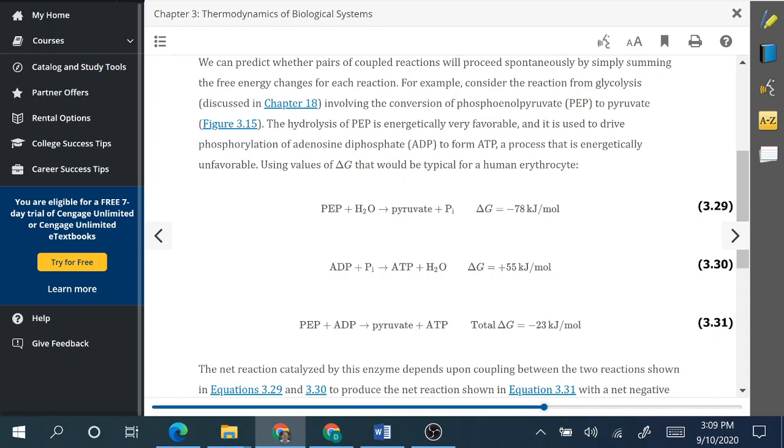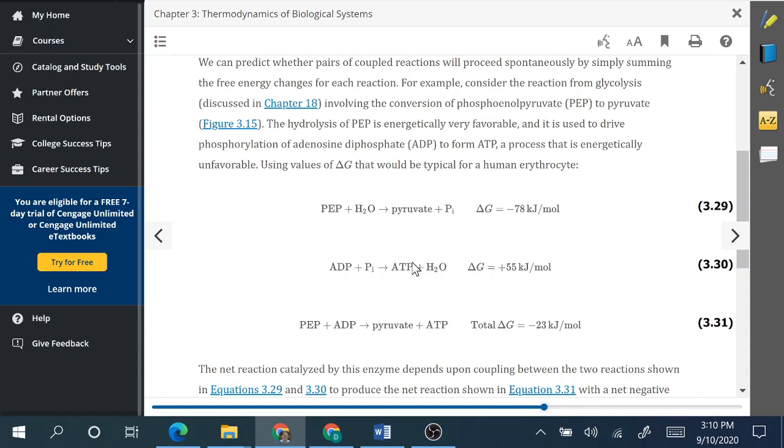So we have PEP, or phosphoenol pyruvate, plus water to give pyruvate plus inorganic phosphate, and ADP, adenosine diphosphate, plus inorganic phosphate giving ATP plus water. The overall process is PEP plus ADP yields pyruvate plus ATP, and this total delta G is negative 23 kilojoules per mole. It is the additive process from PEP plus water yields pyruvate plus inorganic phosphate, which has a delta G of negative 78 kilojoules per mole, and ADP plus inorganic phosphate yields ATP plus water, which has a delta G of positive 55 kilojoules per mole. The middle one is positive; the top one is negative.